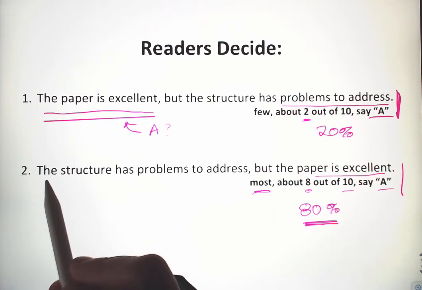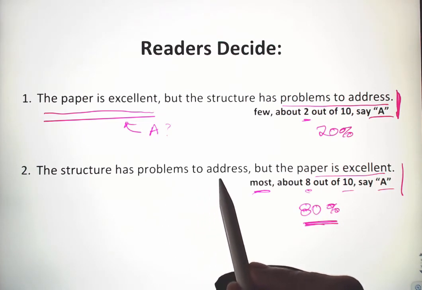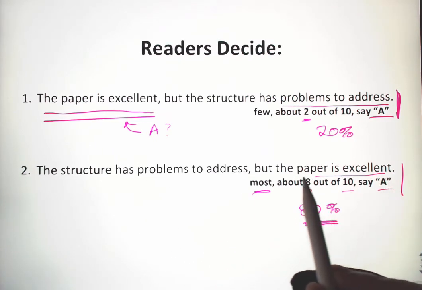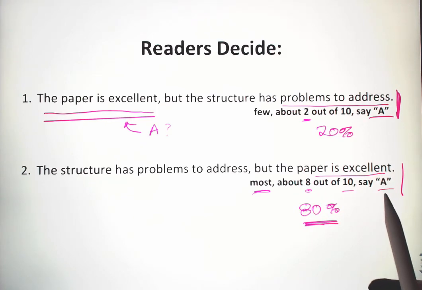Whereas others would read it as structure has problems to address. Oh, a little bit negative. But the paper is excellent. If the final part of this sentence says the paper is excellent, that earns an A.